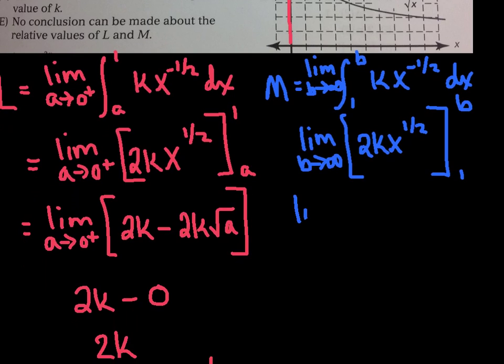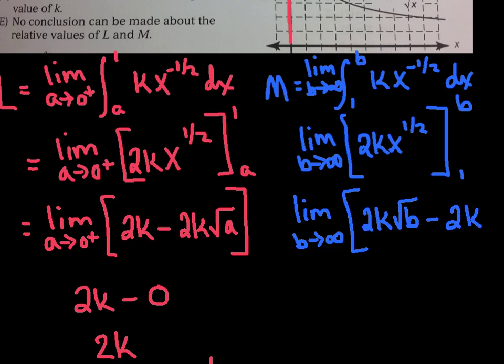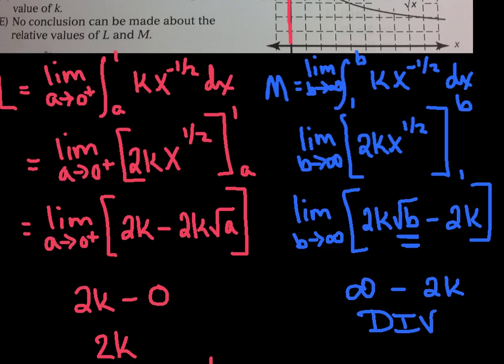Be very diligent with your notation. These have started to be free response questions more so than multiple choice of late. So we've got 2 times k times radical b minus 2k. Now that first term, look at that first term. The value of radical b is approaching infinity, so 2 times that times k, whatever, that gives me infinity minus 2k, which is, we would say, a divergent answer, because infinity minus a constant is still infinity.